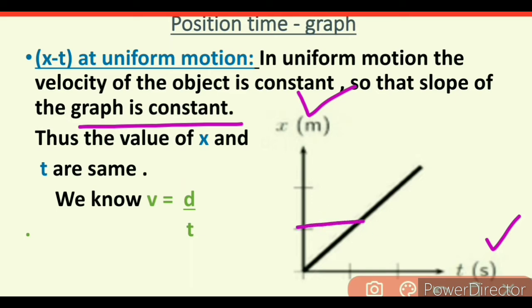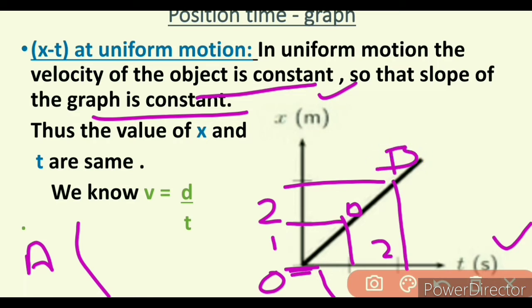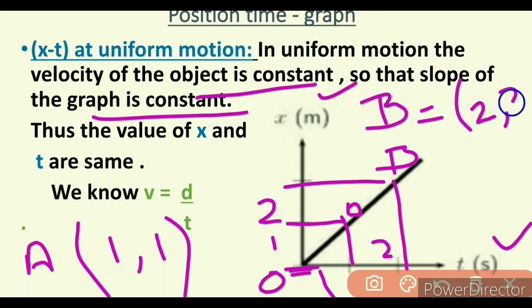In this graph, that is point O, that is 1 meter distance, that is 2 meter distance. Similarly 1 second, 2 seconds. So the coordinates of A are 1 second and 1 meter. Similarly the coordinates of B are 2 seconds and 2 meters. By using these coordinates we find the velocity of the object.